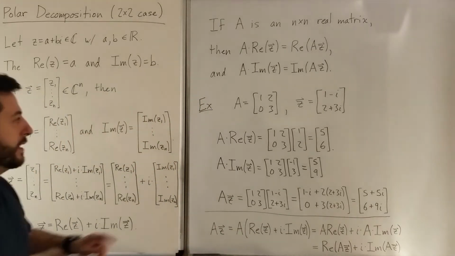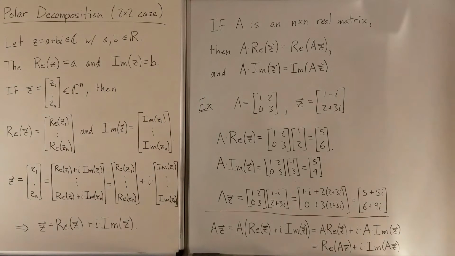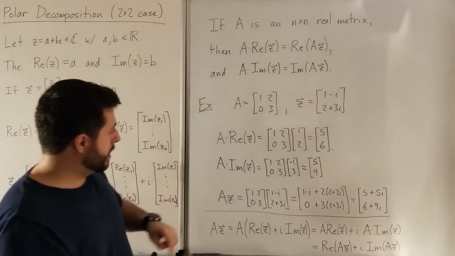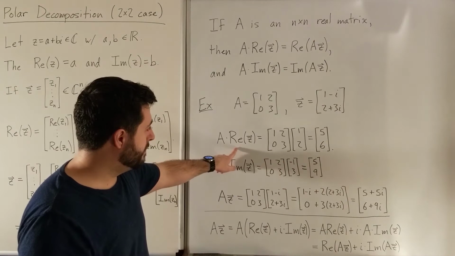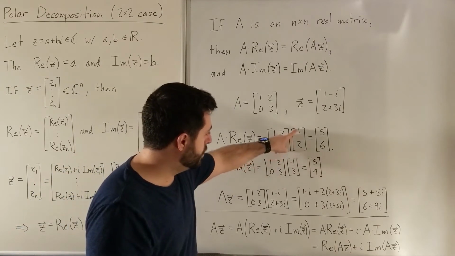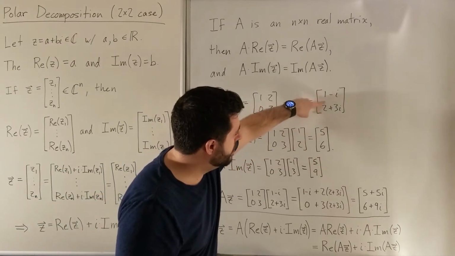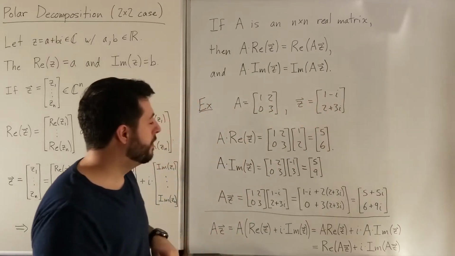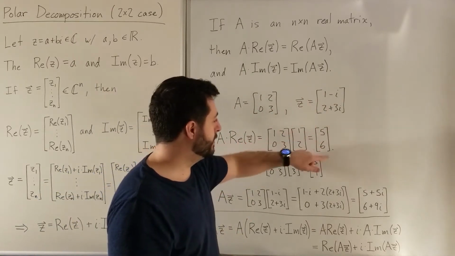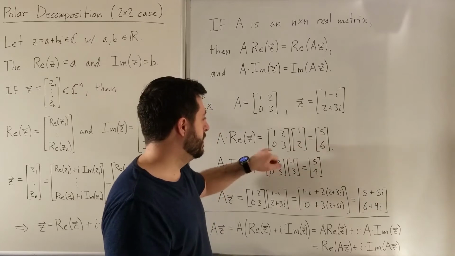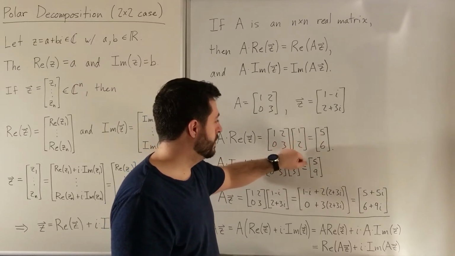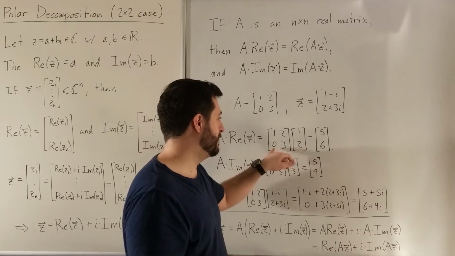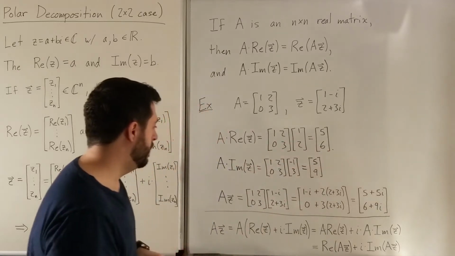So let's do this for this particular example here. A is the 2x2 matrix 1, 2, 0, 3, and z is 1 minus i and 2 plus 3i. So to start out with, we have A times the real part of z, which is just A times (1, 2), where 1 and 2 are just the real portions of these coordinates here. And doing this matrix multiplication is going to give us 5 and 6. So the 5 comes from 1 times 1 plus 2 times 2. And the 6 comes from 0 times 1 plus 3 times 2.